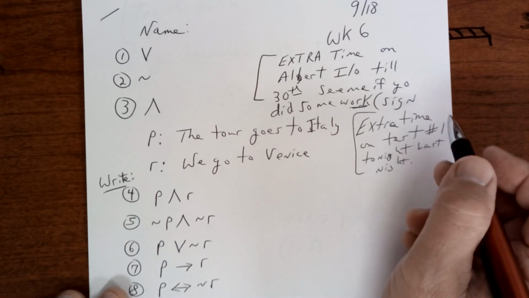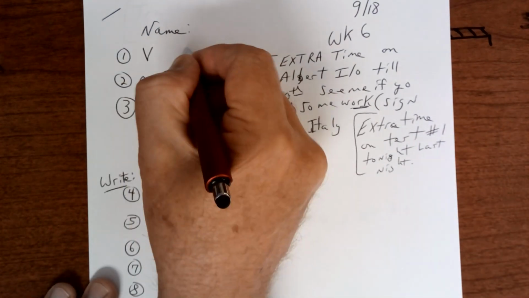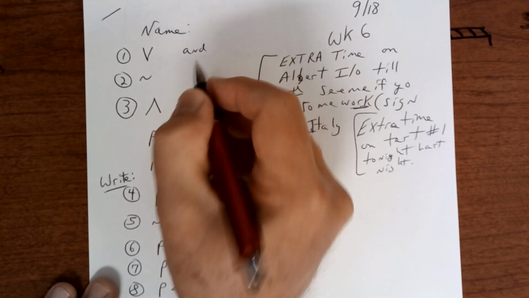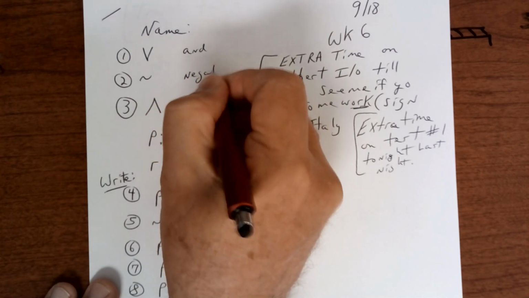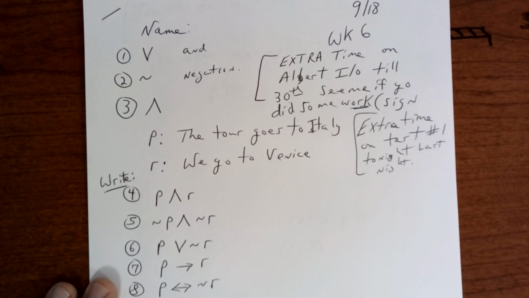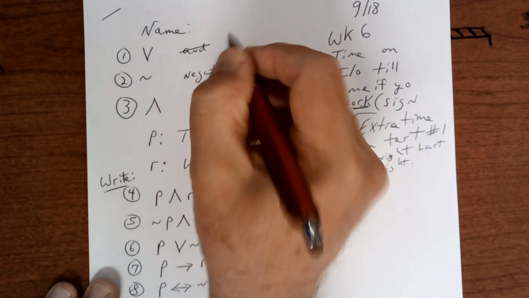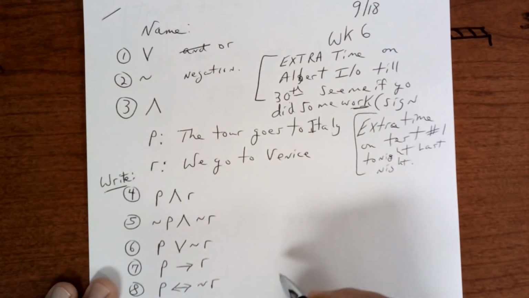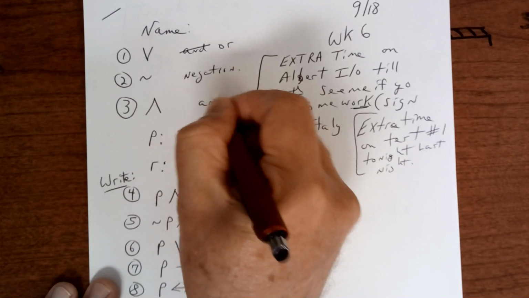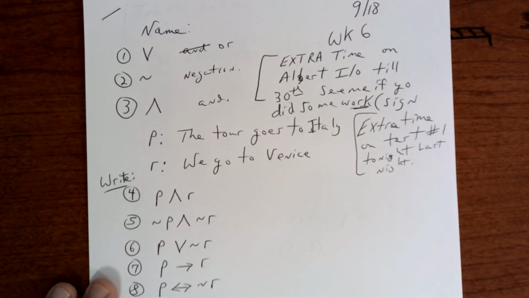All right, let's go over these. This means and. This is a negation. If they say is, you say is not. If they say is not, you say is. This one actually is the or. Change that. This one is the and. And make sure you know that.